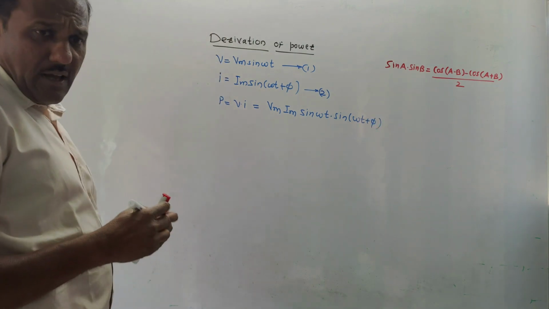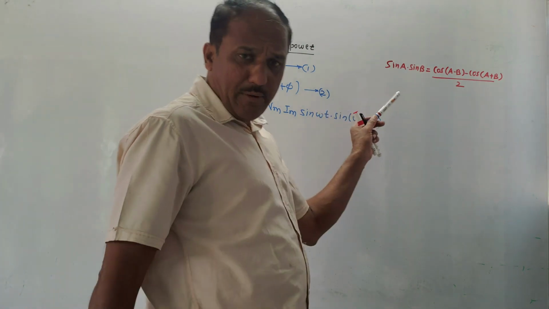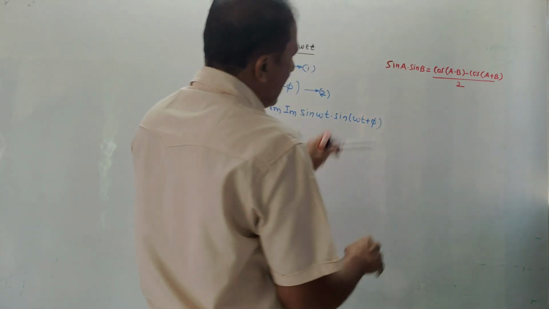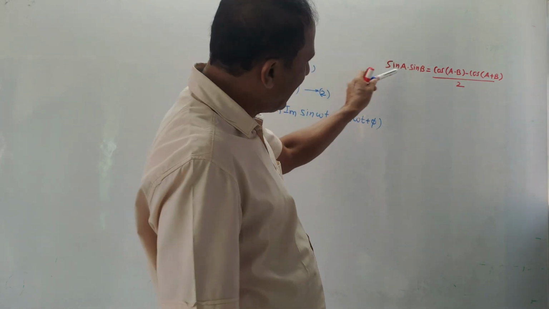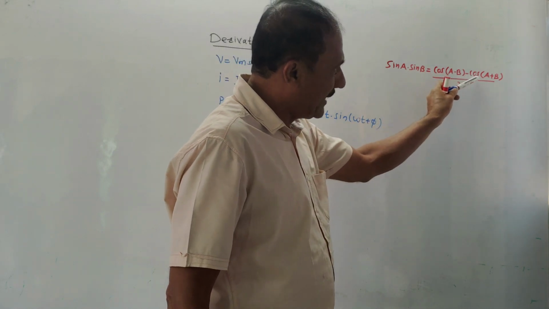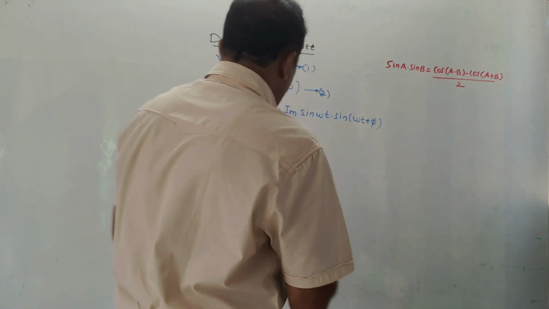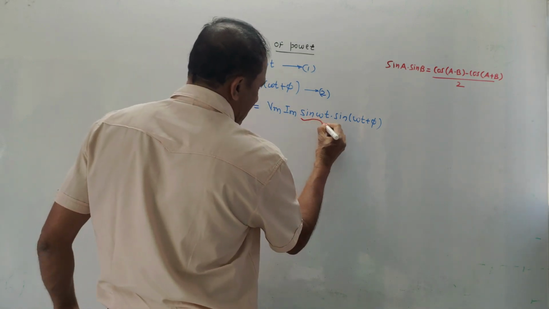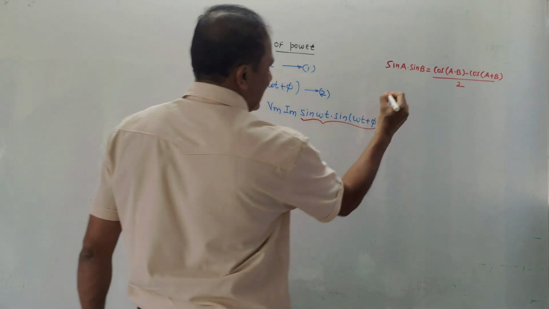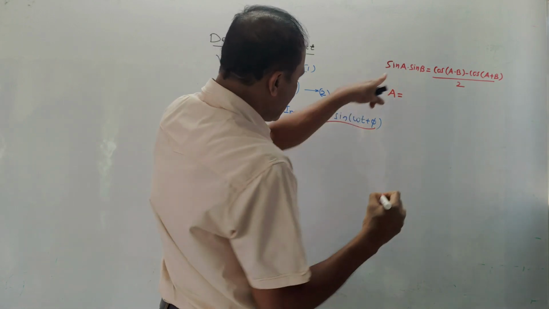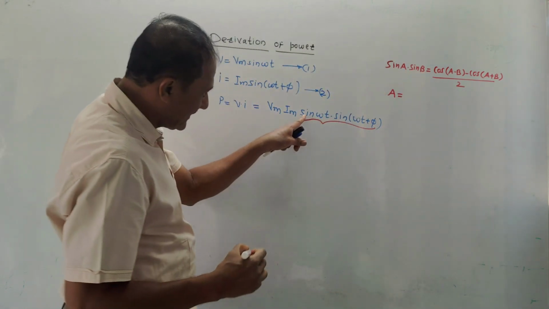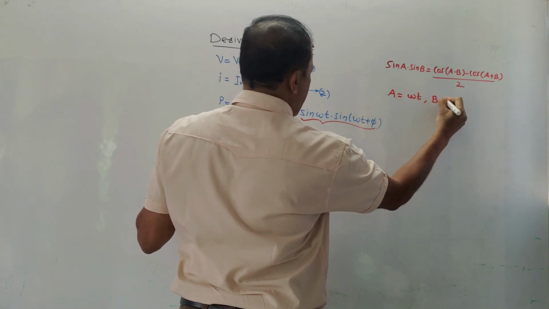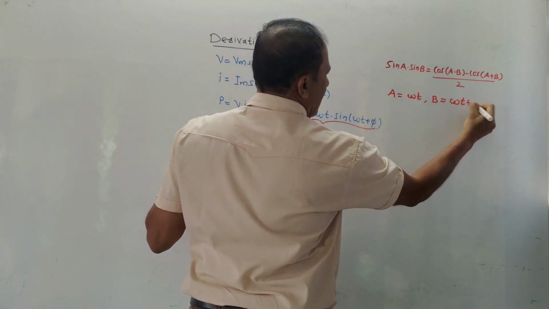Now we just need to remember one trigonometric identity to solve this derivation. It's pretty simple. This is the trigonometric formula. Sin A into sin B is cos(A minus B) minus cos(A plus B) upon 2. So I have to apply this trigonometric identity for this term. In this case, look at the first term, sin A into sin B. This is sin omega t. So A is equal to omega t and B is equal to omega t plus phi.